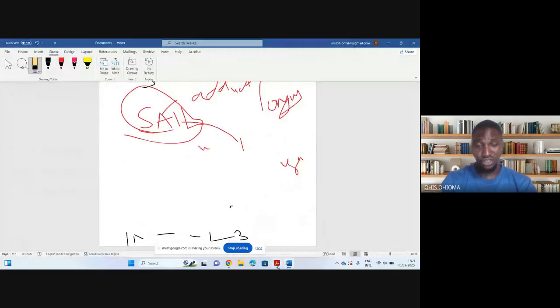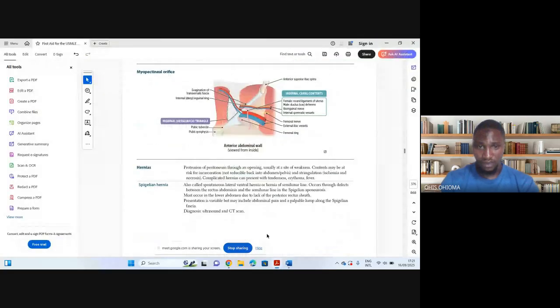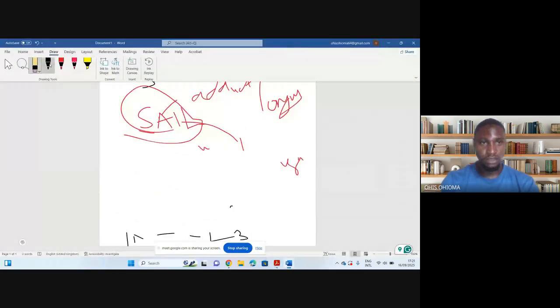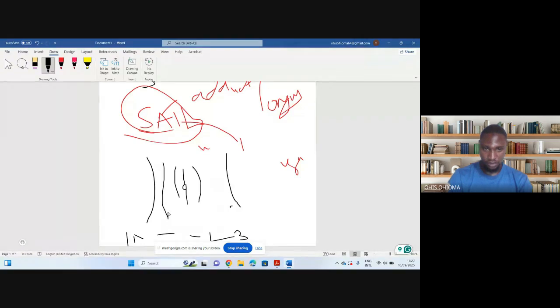Let me just use a picture to illustrate this so that you get it. Oh, they didn't give a picture, so let me just illustrate what happens. So this is what you have. This is the rectus sheath. There's a line here. This is the umbilicus. It goes down. And then you have the abdomen here. And then you have a fissure there.